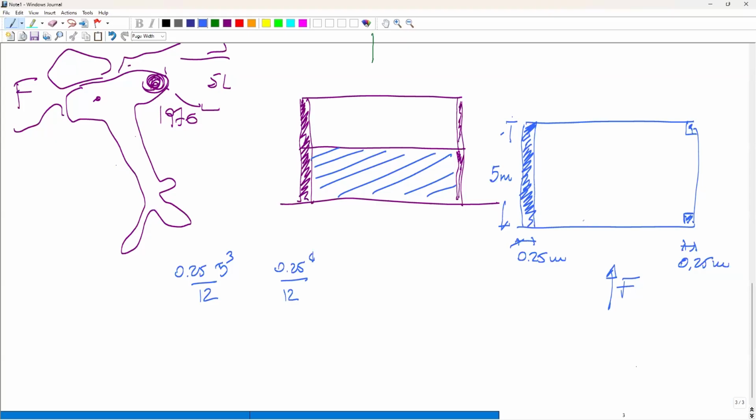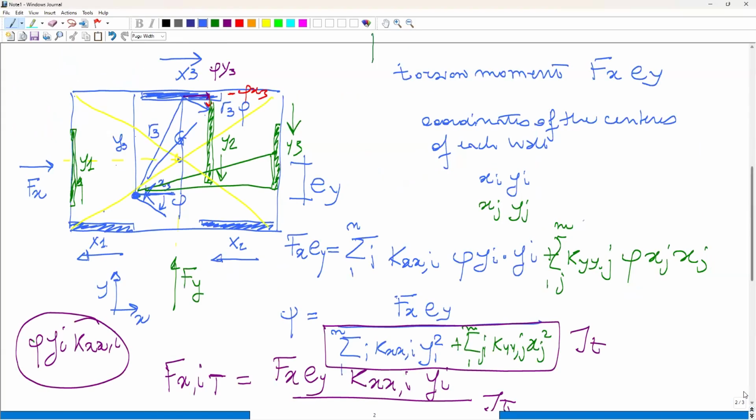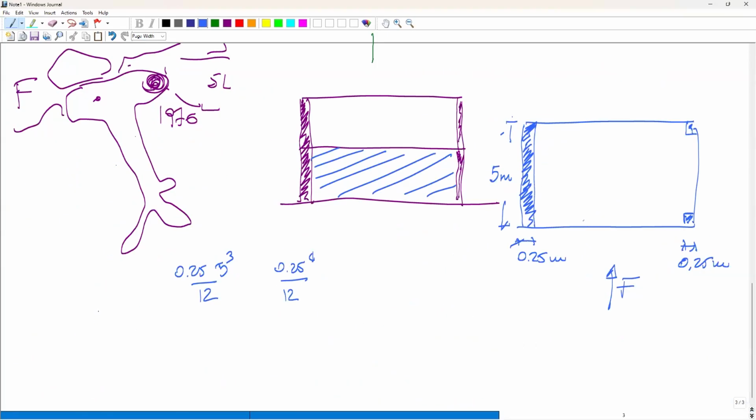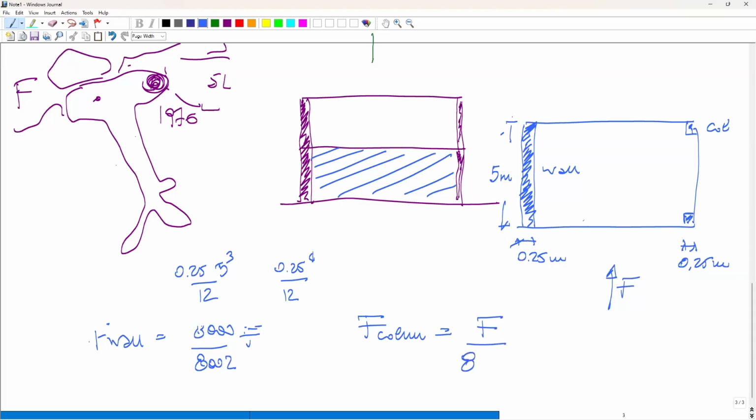So if we go back to this relationship here, we can say that the force, this is the wall, this is the column, the force in the wall is 8,000 over 8,002 times F, and the force in each column is F divided by 8,002. I consider the stiffness of the column as a unit.